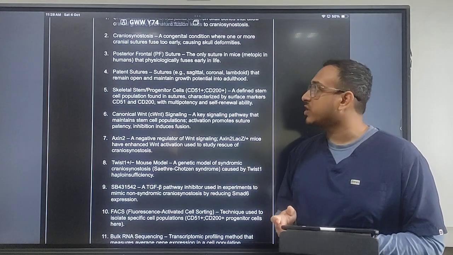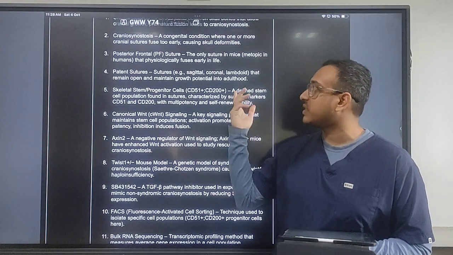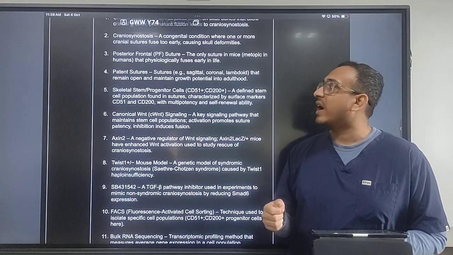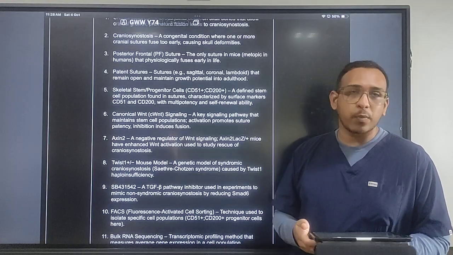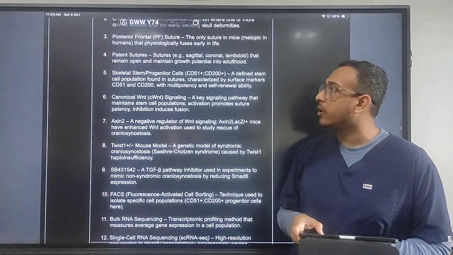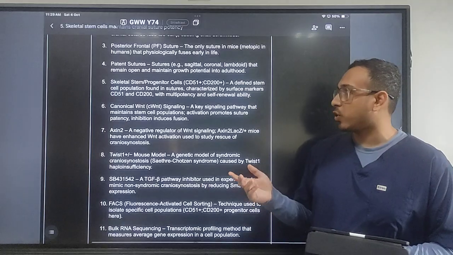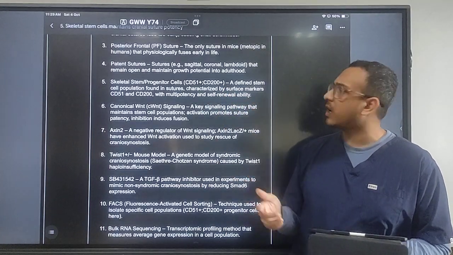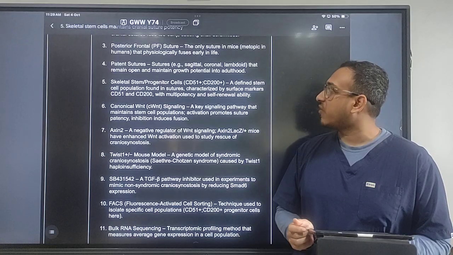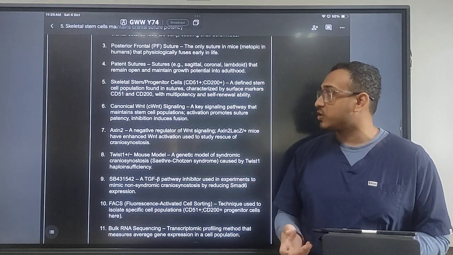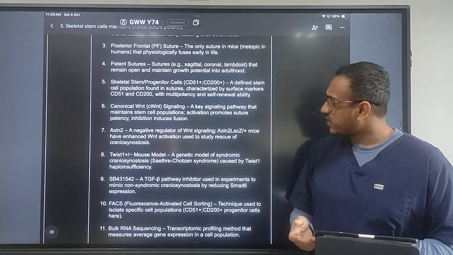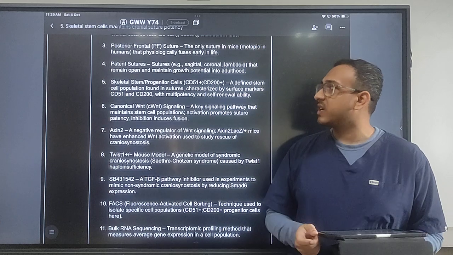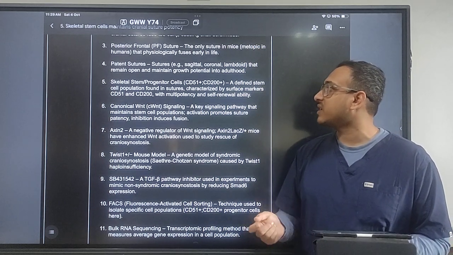The patent sutures, for example sagittal, coronal, lambdoid, remain open and maintain growth potential into adulthood. The skeletal stem and progenitor cells are CD51 plus and CD200 plus. It is a defined stem cell population found in sutures, characterized by surface markers CD51 and CD200, with multipotency and self-renewal ability.